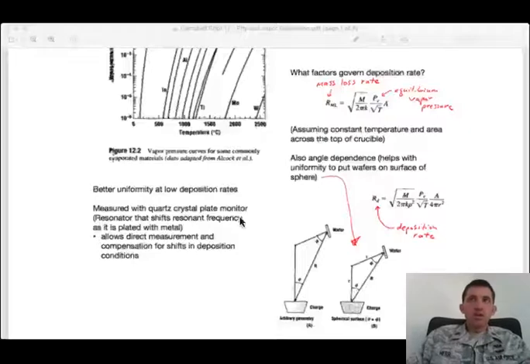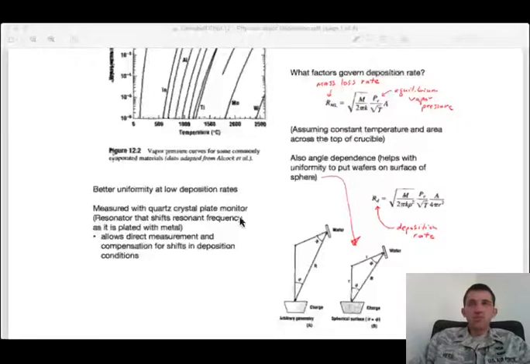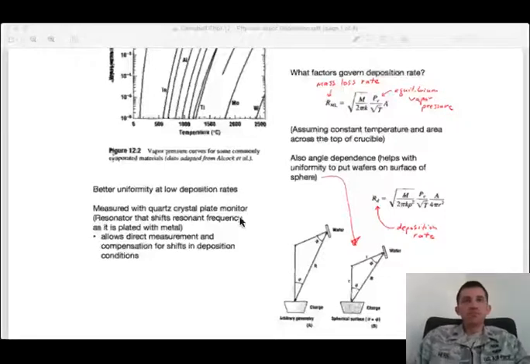To say, I know for a fact I need to run this process for 10 minutes in order to get 100 nanometers of a metal, something like that. And so it's more reliable to actually measure it in situ. This is similar to what we talked about with the oxidation, with the etching. You can get an idea of how fast your process is going, but there's enough variables that it gives you better process control if you can measure it.